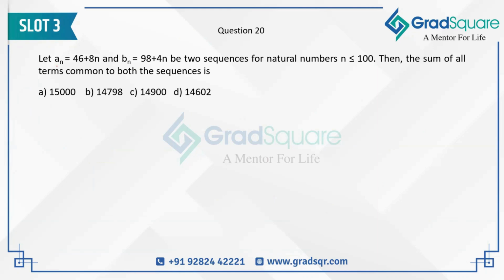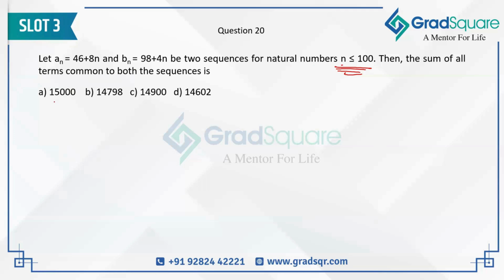Now, this is talking about a_n = 46 + 8n and b_n = 98 + 4n, the two sequences for the natural number n less than 100. That's what we are looking at. Then the sum of all terms common to both the sequences is what?